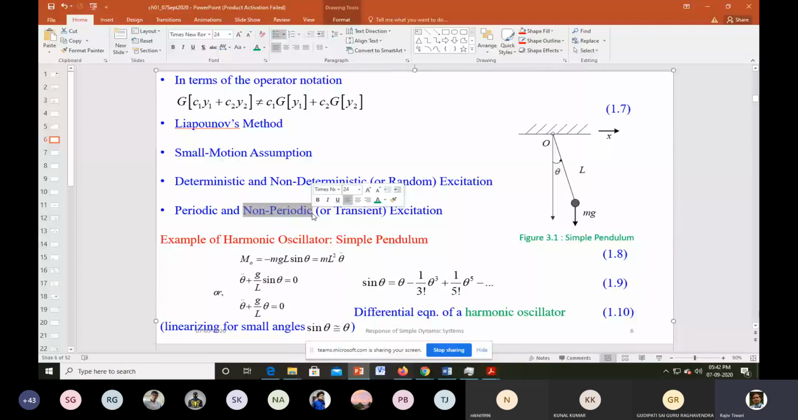So there are two broad categories of deterministic force. One is periodic and another is non-periodic. Another subclass of periodic is the harmonic force, which has a single frequency, because a periodic force will have multiple frequencies, but a simple harmonic force will have a single frequency.